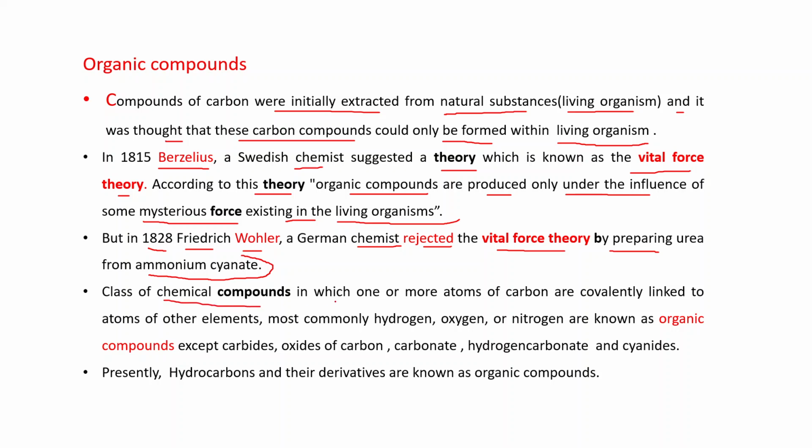The class of chemical compounds in which one or more atoms of carbon are covalently linked to atoms of other elements, most commonly hydrogen, oxygen or nitrogen, are known as organic compounds. This is the definition of organic compound, that is compounds of carbon. But there are some compounds of carbon which do not show the properties of organic compounds, that's why we can say except carbides, oxides of carbon, carbonates, hydrogen carbonates and cyanides. But presently, what are organic compounds? We can say hydrocarbons and their derivatives are known as organic compounds.